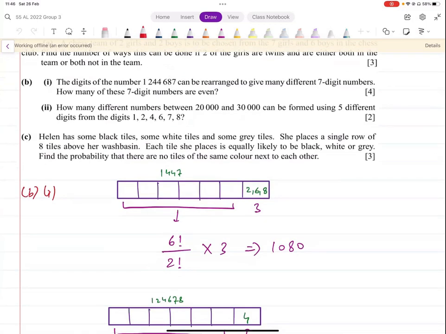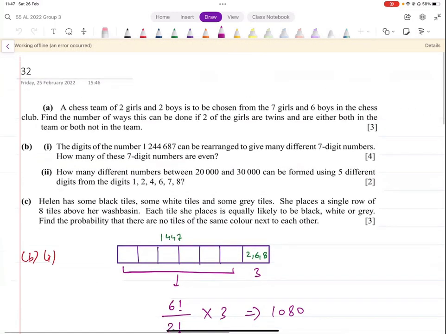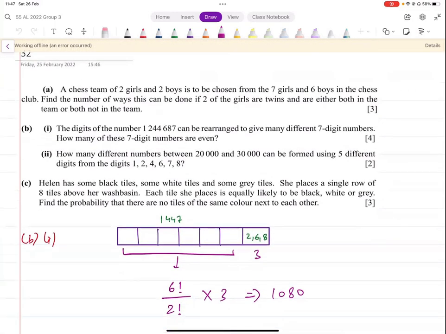How many different numbers between 20,000 and 30,000 can be formed using five different digits from the digits 1, 2, 4, 6, 7, 8? These are the 6 numbers that we have. We have to form 5-digit numbers. It doesn't say 5-digit, but we were given 20,000 to 30,000, so it has to be a 5-digit number, right? And we have to use 5 different numbers, so we understand that as well.